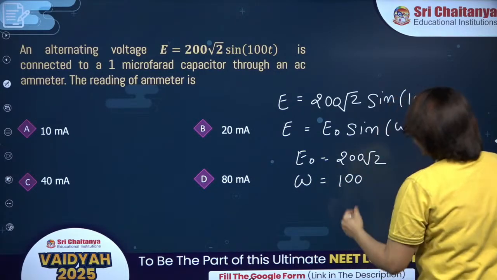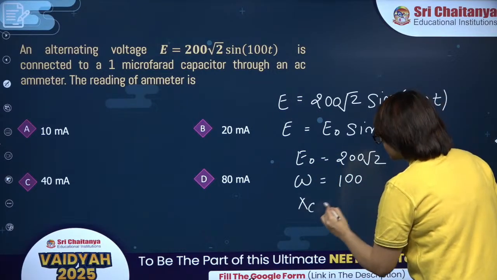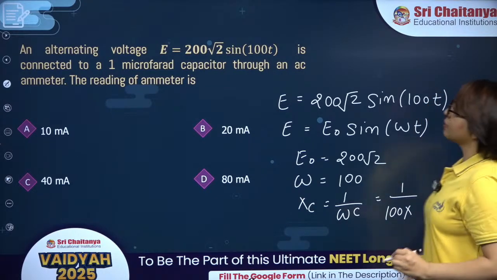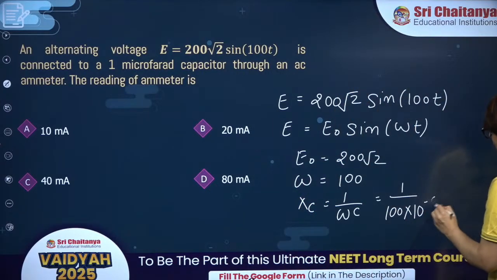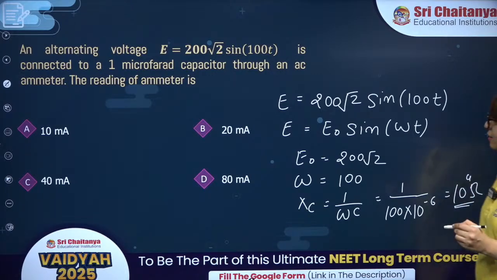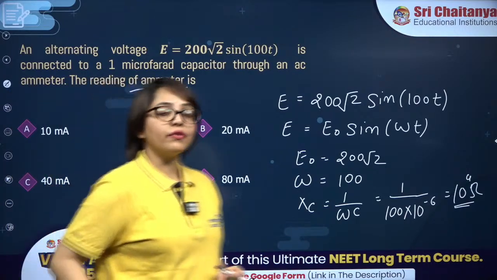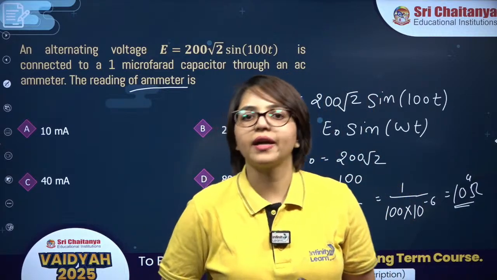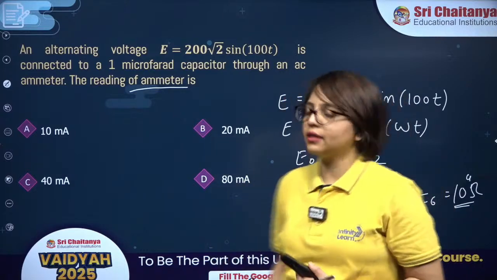Okay? XC, we are connecting it through the capacitor. So XC, capacitive reactance will be 1 upon omega C, which is 1 upon 100. C is 1 microfarad, which is 10 to the power minus 6 farad. Right? So it will be 10 to the power 4 ohms. That is the XC value. We have to find the reading of ammeter. So reading of ammeter is the RMS value of the alternating current, not the peak value, not the average value, nor the instantaneous value, but it is the RMS value of the alternating current, right?